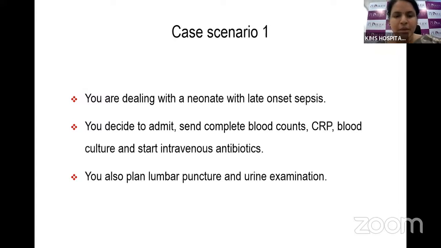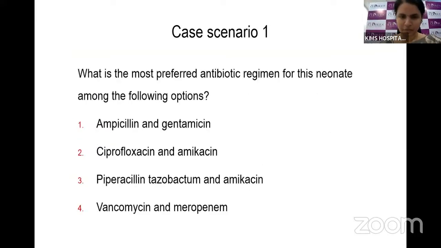Now, we decide to admit this baby and send complete blood counts, which include hemoglobin, white blood cell count, and a differential count, which will give us the absolute neutrophil count, and C-reactive protein, blood culture, and start the baby on intravenous antibiotics. We also plan to do a lumbar puncture and urinary examination for urosepsis. Now, the question here is, what is the most preferred antibiotic regimen for this neonate who seems to be relatively stable, hemodynamically stable, not requiring any respiratory support, with signs suggestive of late-onset sepsis in the form of encephalopathy as well as abdominal distension.